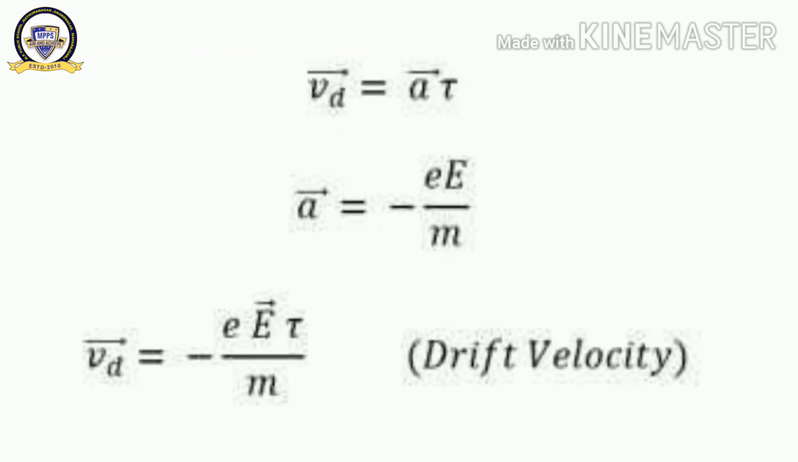Mathematically, it can be derived by the formula of acceleration, where a equals Vd upon t, meaning acceleration is equal to velocity upon time. As you know from Newton's second law, acceleration is equal to force upon mass, and here this force can be written as small e into capital E from the formula of electric field. Now putting the value of Vd from the above equation, you can have the formula of drift velocity.